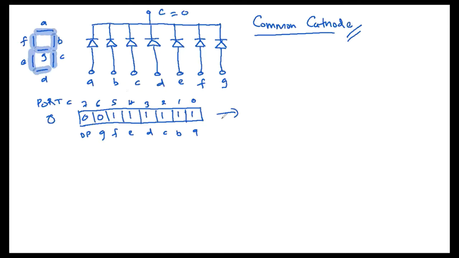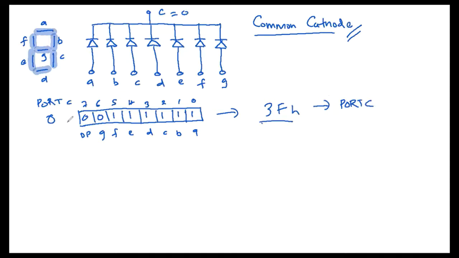This combination of bits in hexadecimal is 3F. So this is 3F hex, and this will be written to port C because my common cathode segments are connected to port C pins. So if I send this data 3F to port C, it's going to display 0.